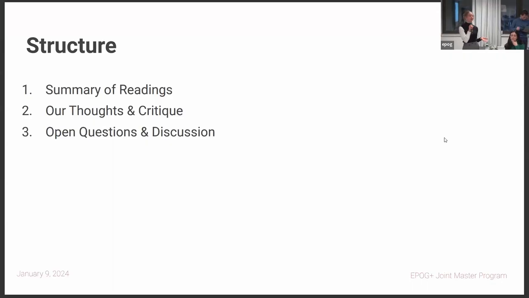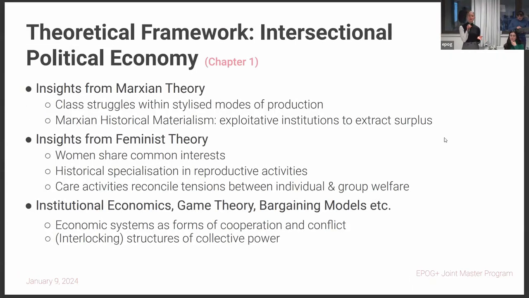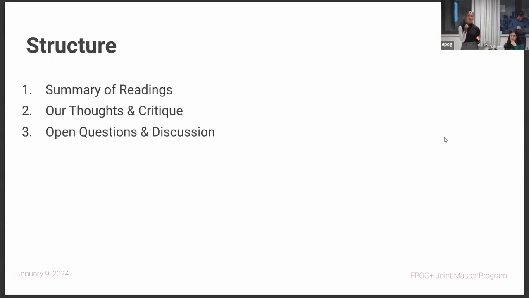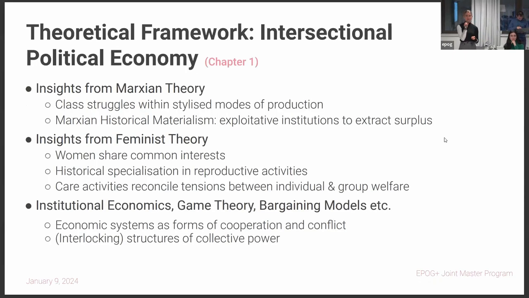Yeah, so this is just the usual structure. We're going to quickly summarize the readings that we got, then go into our thoughts and some criticism, and then end with some open questions and hopefully a very lively discussion.